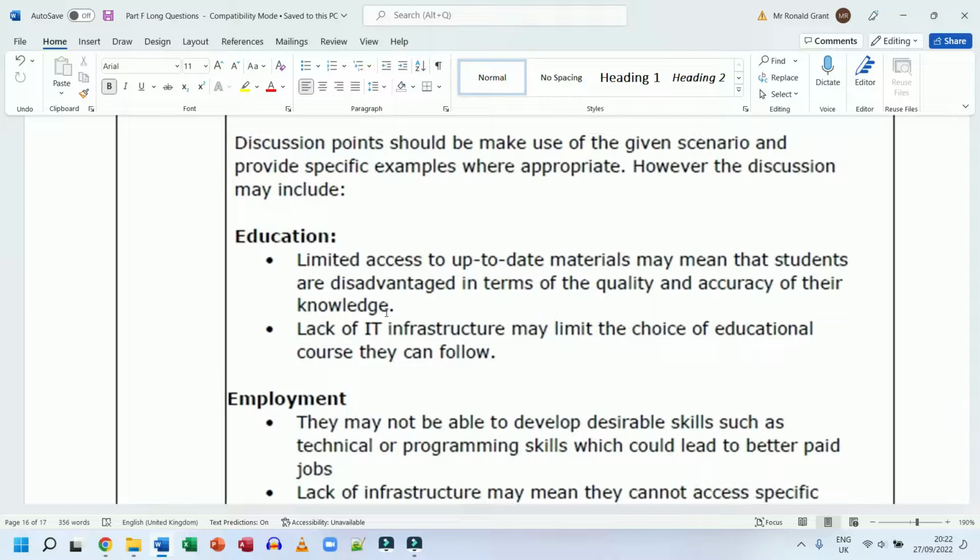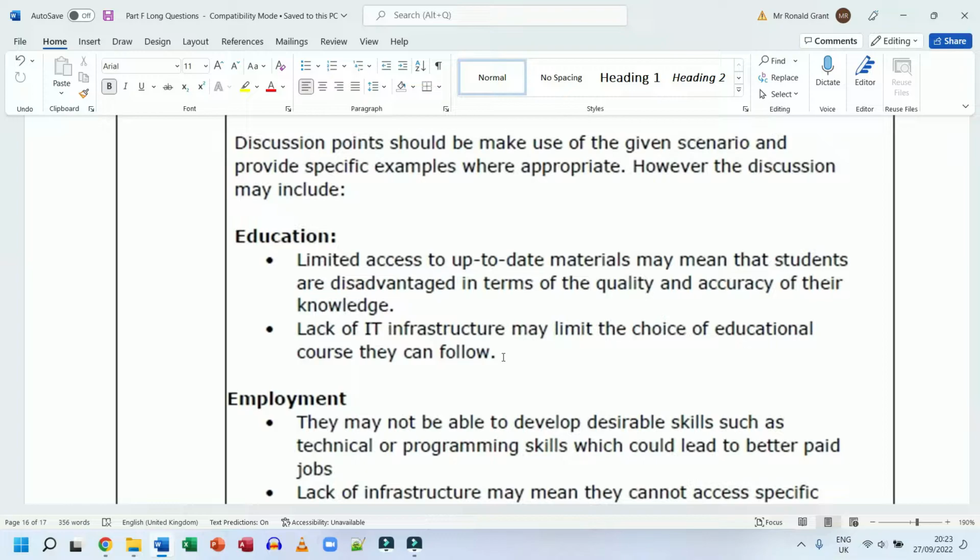Lack of IT infrastructure may limit the choice of educational courses that they can follow. Here in the UK, people can choose so many branches of IT. Right? I've always said, I mean, I might be wrong, but I've said to many people that IT or information technology has more branches within it than medicine has. You can be a computer scientist, you can be an electronic engineer, you can be a typical IT person, and even in just a typical IT person, you have networking, you have databases. There's so many branches, but if you don't have the infrastructure to actually teach that stuff, the resources to teach it or the resources to learn it for the students, you can't do it.